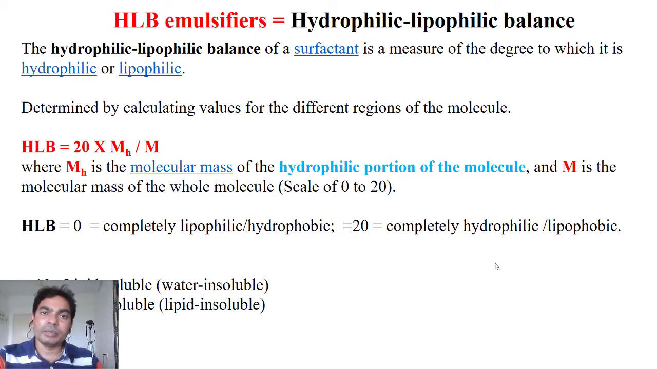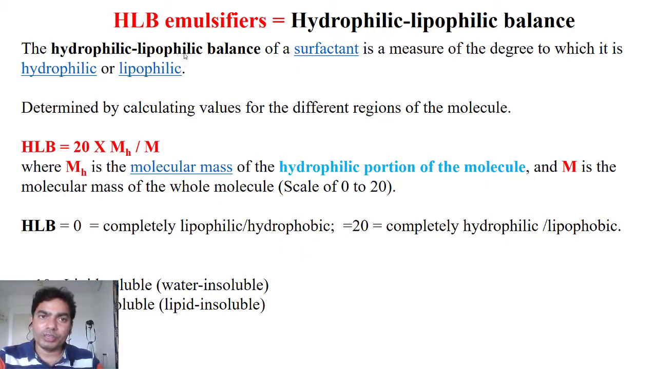So what is the HLB emulsifier? Hydrophilic lipophilic balance. There is a balance. There is a scale from 0 to 20. This 0 to 20 scale is divided into two parts, 0 to 10, right, and above 10, 10 to 20.